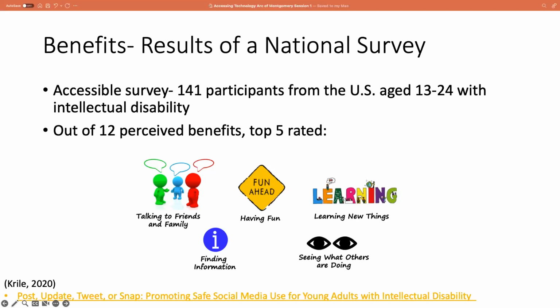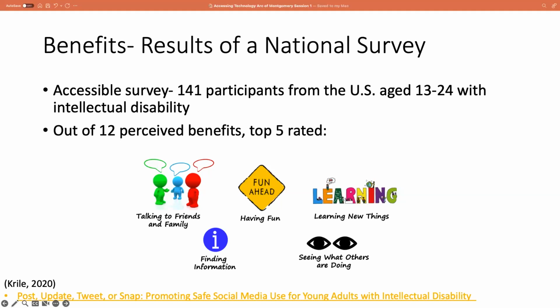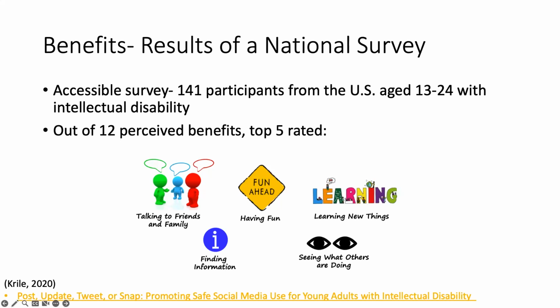The top 5 things. Number 1 that they said was beneficial for social media, 13 to 24-year-olds with intellectual disability. They said number 1 was talking to family and friends, using Facebook, Instagram, Twitter, and Snapchat to talk to friends and family was number 1 reason to use it, number 1 benefit. The second one was having fun, either through playing games or chatting with others.